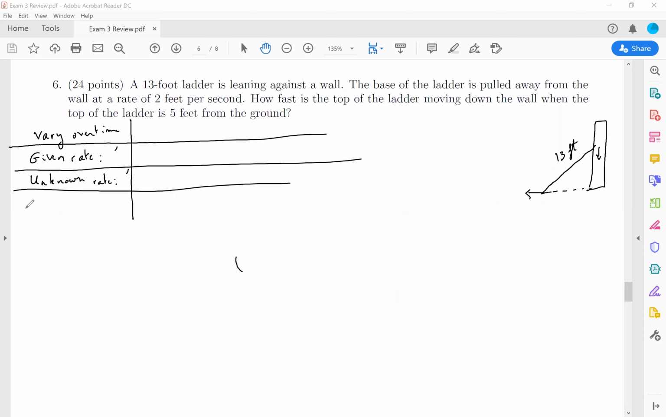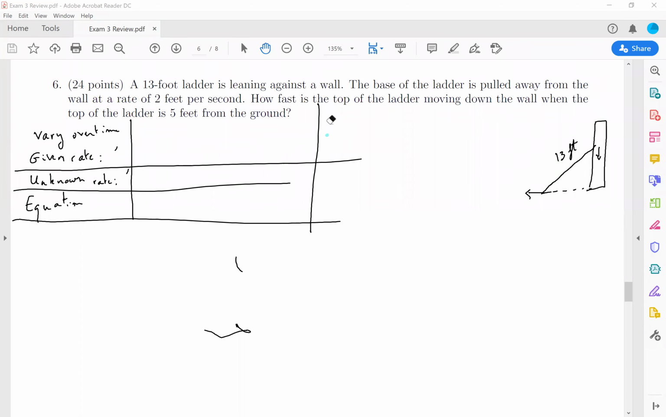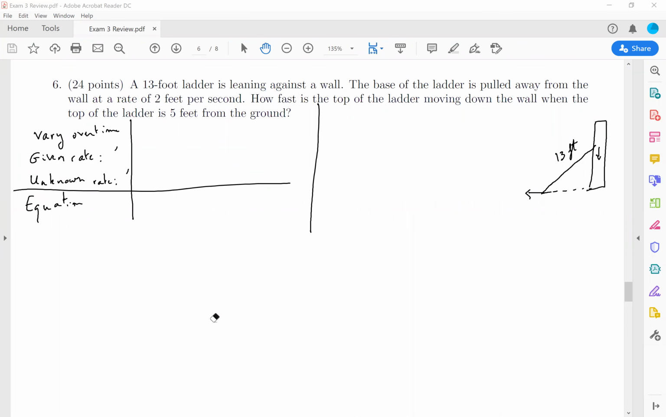And then what we're going to be doing is trying to find an equation that relates those rates. In order to do that, we're going to relate the quantities themselves. So that's our table here. And so let's see about it. So how can we do that?